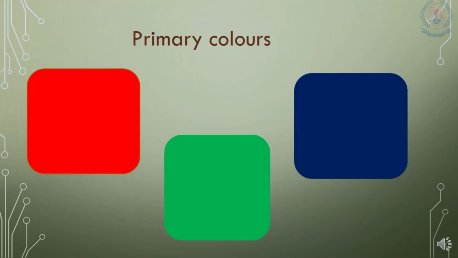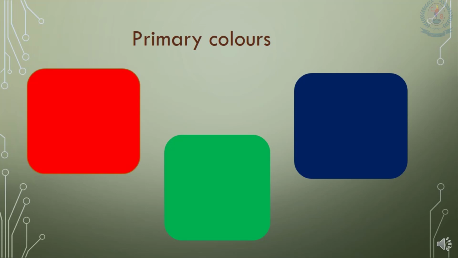Red, green and blue. So children, do you know the name for these 3 colors? When we take these 3 colors together, what do we call them? Yes, we call them the primary colors. So children, white light is made up of 3 primary colors: red, green and blue. And the primary colors can be added together to give secondary colors.